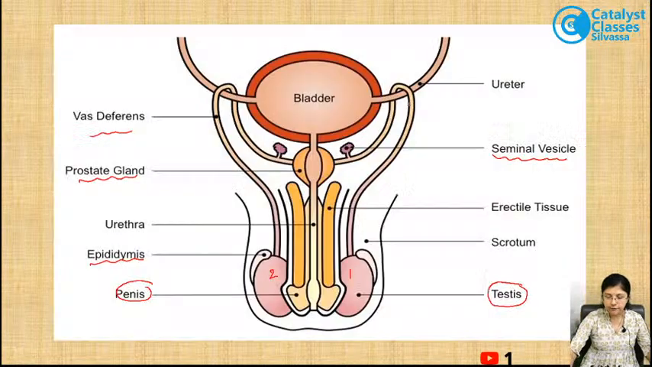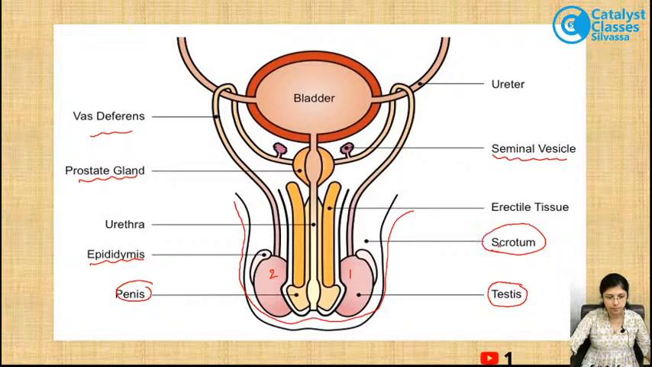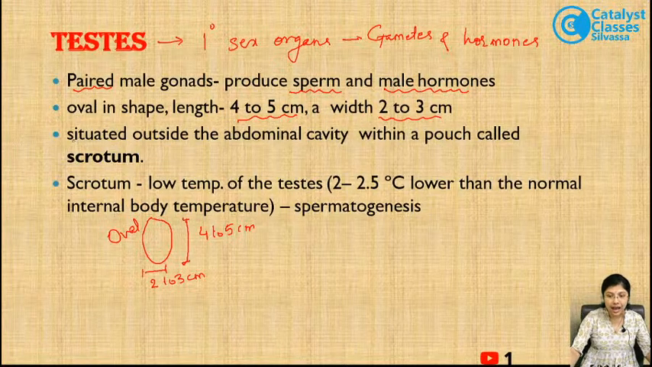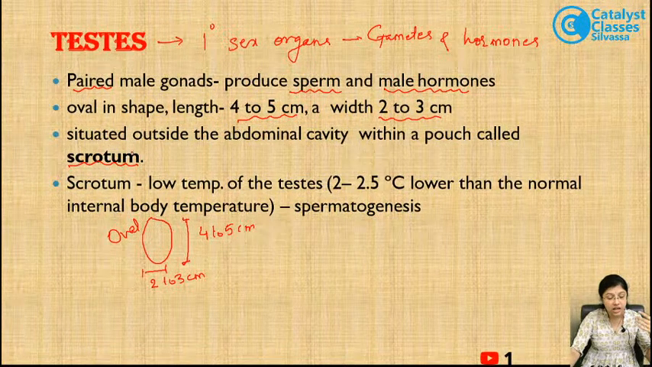Now if you see this figure, you can see that the testis is actually situated in a sac-like structure. This outer structure that you see is called the scrotum. The scrotum is nothing but a sac-like structure present outside the abdominal cavity of the male. And why exactly is the testis situated in the scrotum? What is the significance?